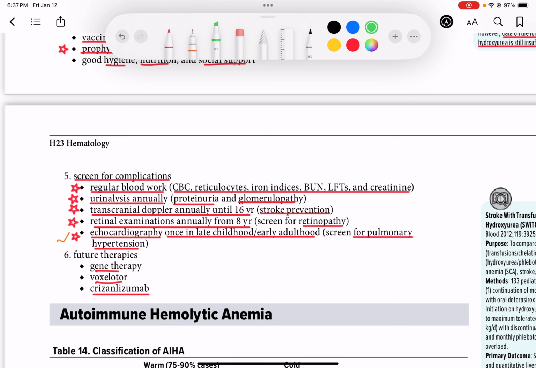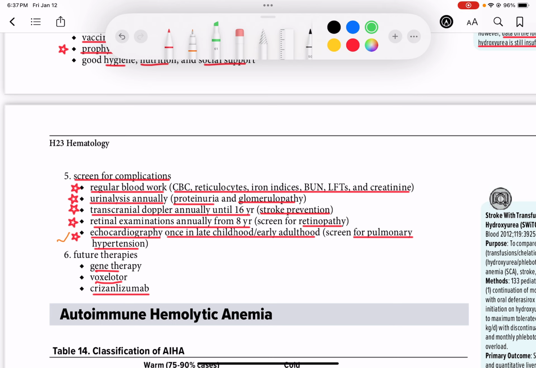Then for stroke prevention, the most important thing, brain stroke prevention, we are doing transcranial Doppler annually until they are 16 years of age. Stroke prevention annually, Doppler. And then eyes, retinopathy, just to screen for retinopathy from 8 years of age. Annually we are going to do the retinal examinations. And for kidneys, glomerulopathy or proteinuria, we are going for urinalysis every year. And for pulmonary hypertension, we are going to go for echocardiography once, right?